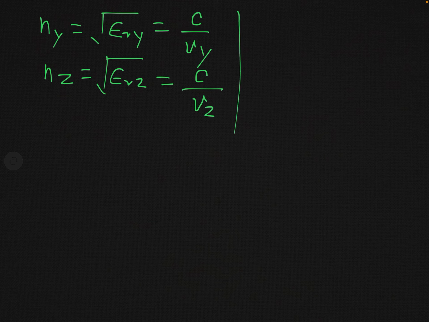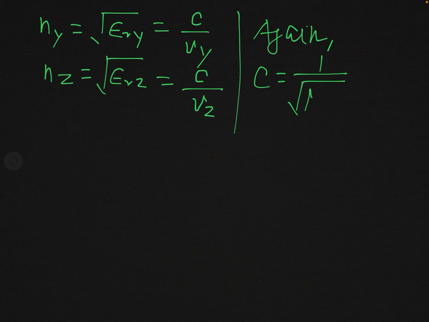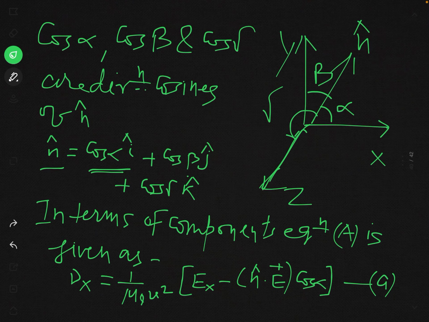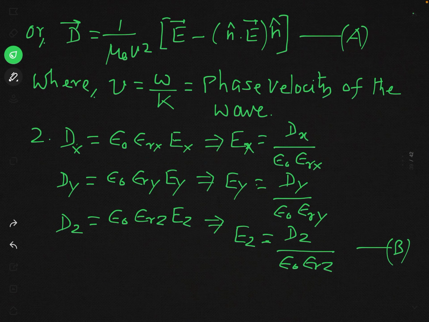Again, we also know that the speed of an electromagnetic wave in free space is related to mu naught and epsilon naught. So you can write that C is equal to 1 over root over mu naught epsilon naught. This is C. Now we will use these results, which I have defined in equation B, which was the result of the first part of this lecture.